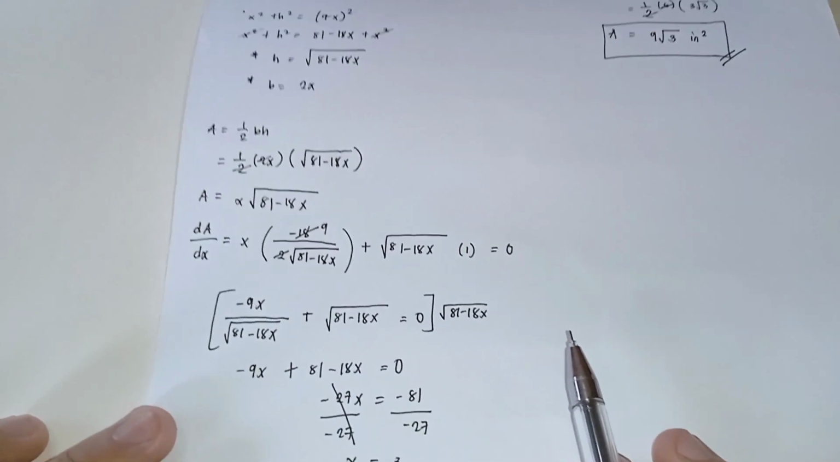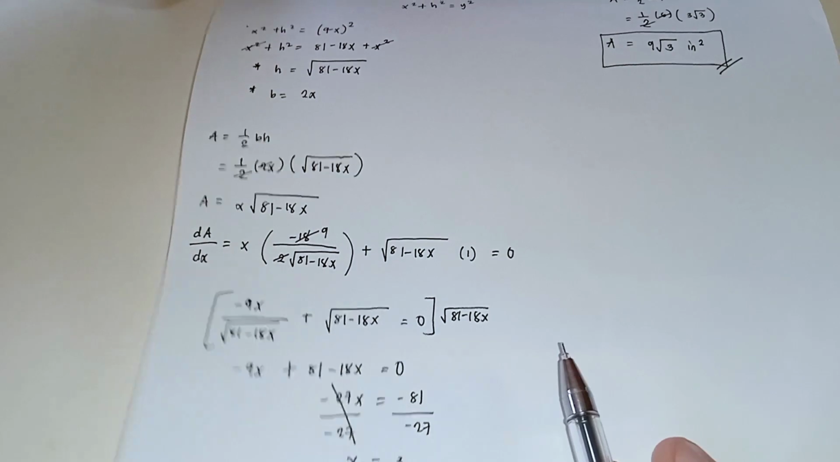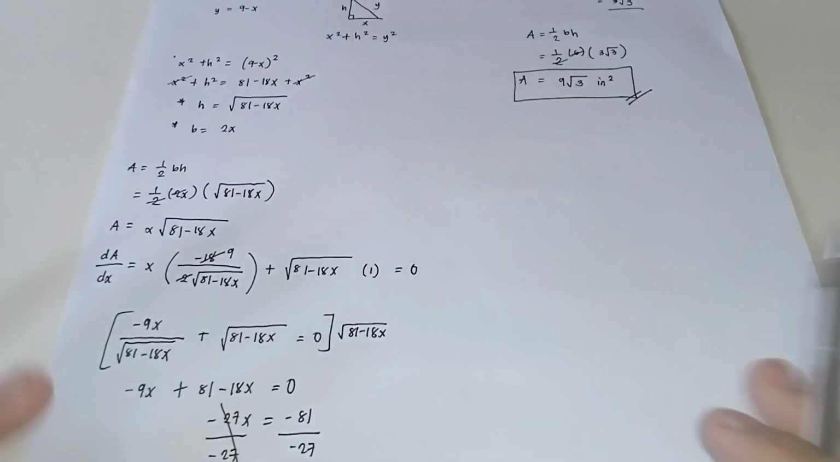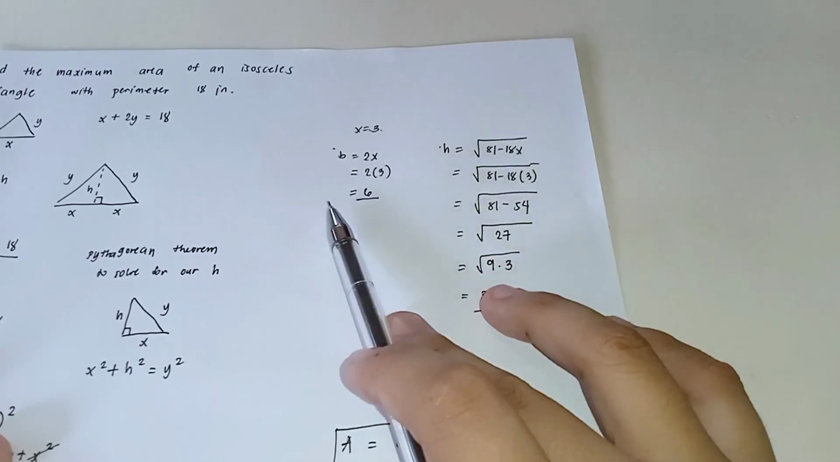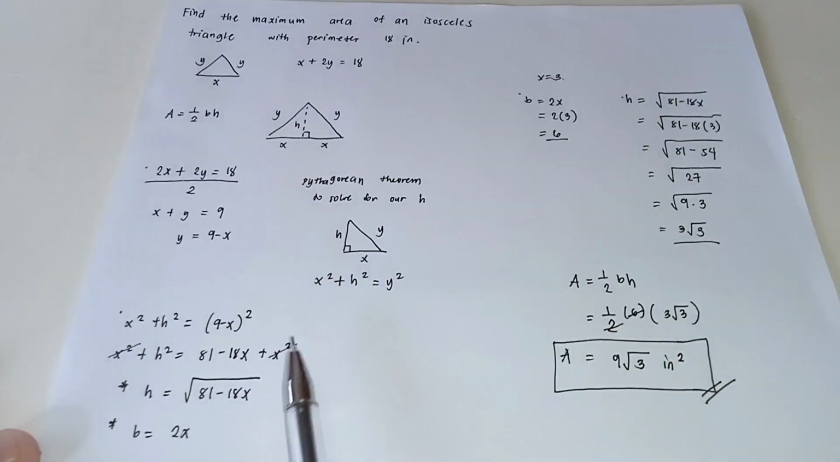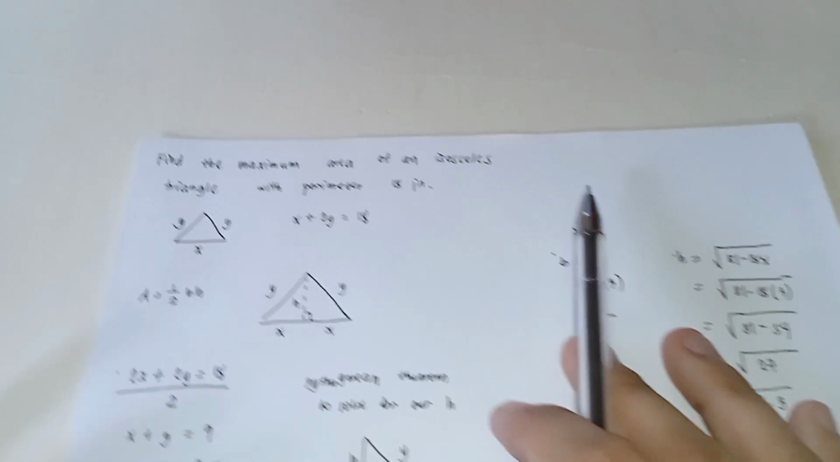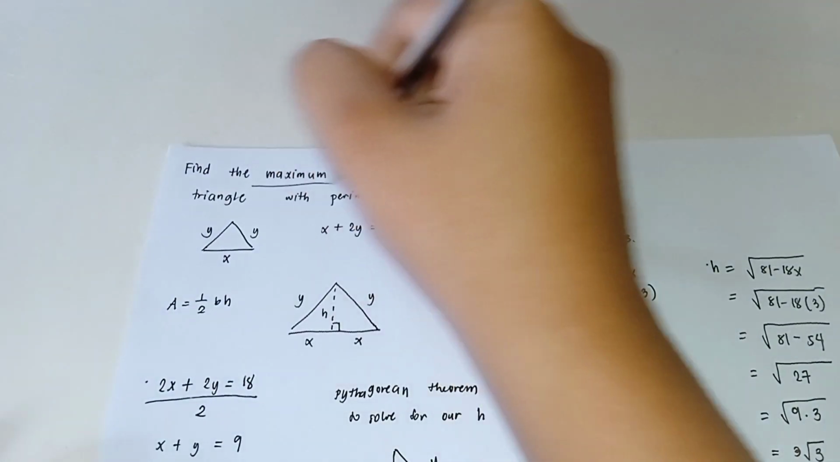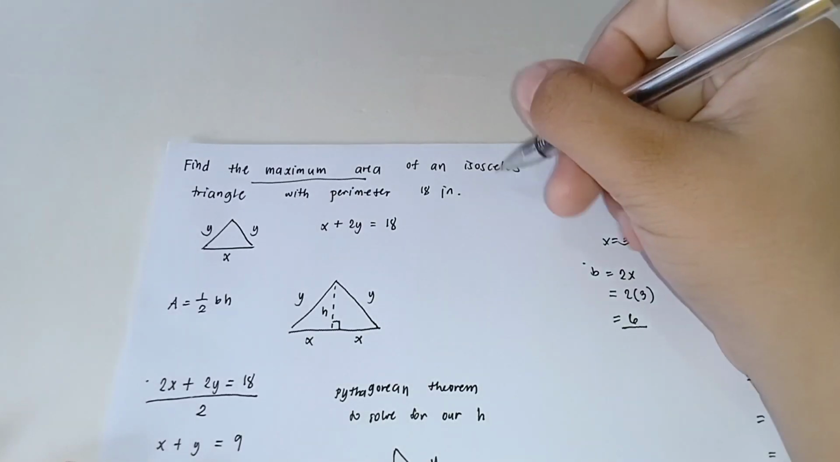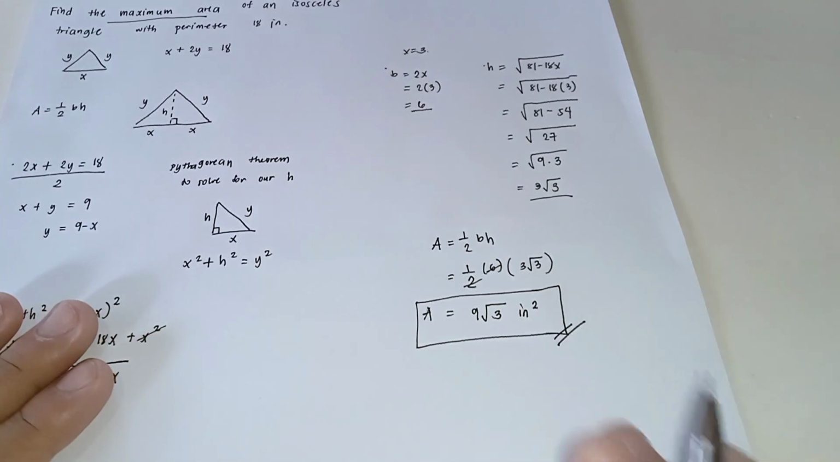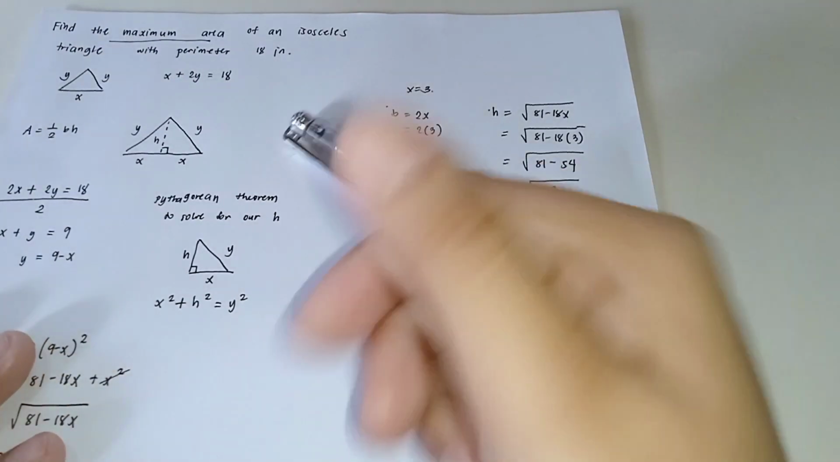And now we solve for our x, and our x is equal to 3. This one here. And since we have our x here, we substituted to get our base and our height. And then substitute the values of our base and height to get the maximum area of our isosceles triangle with perimeter of 18 inches. So 9 square root of 3 inches squared is the answer to our problem.